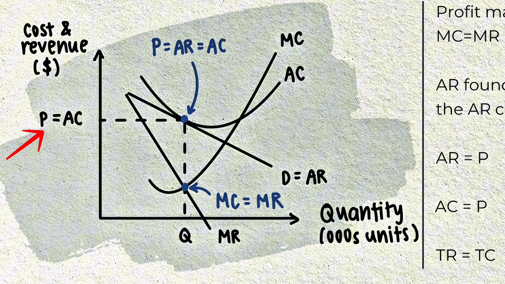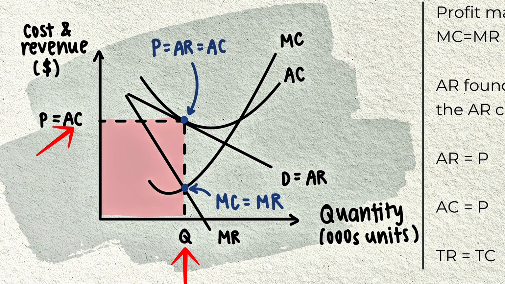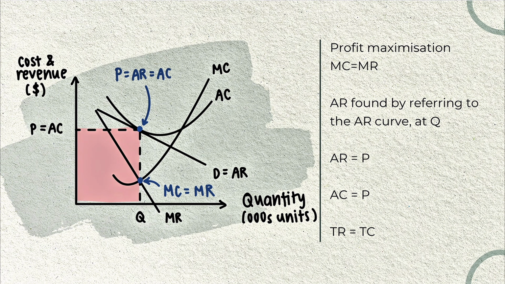In the case of normal profit, the average cost curve intersects with the average revenue curve, which leads to AC equals P. To calculate the total revenue, we use price multiplied by quantity, which gives us this purple box, illustrating the total revenue. At the same time, we use average cost multiplied by quantity, and that gives us our total cost. The boxes are the same, which means this firm is making normal economic profit.